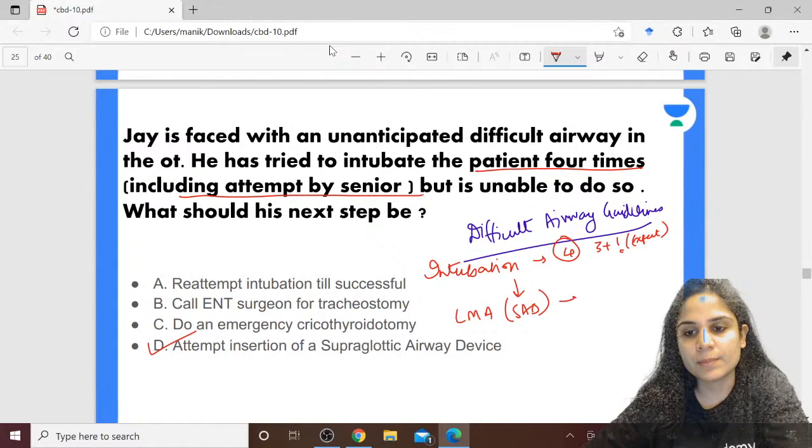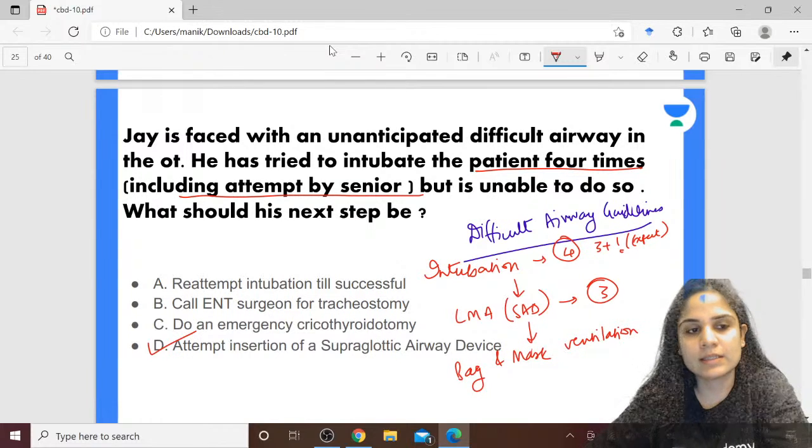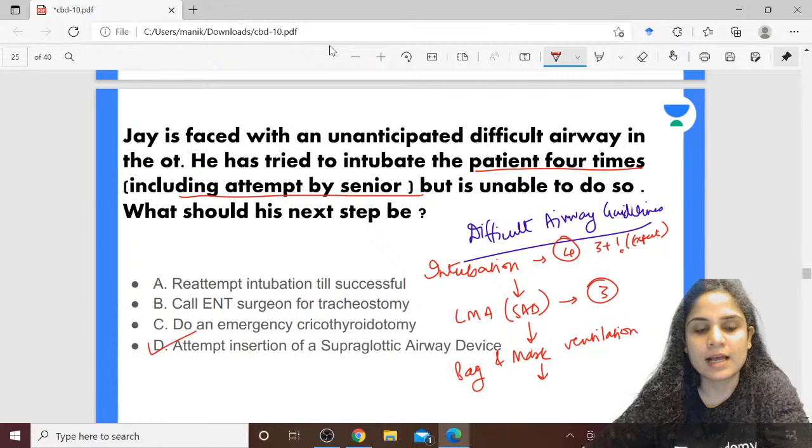How many attempts at this? For this also, there are 3 attempts that are allowed. If that is also not possible, the next thing I will do is just bag and mask ventilation till the patient wakes up, at least maintain his oxygenation. So bag and mask ventilation till the patient wakes up. And if bag and mask ventilation is also not possible, then the last thing that I can do is front of neck access.